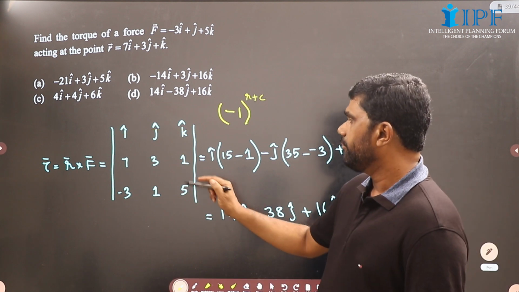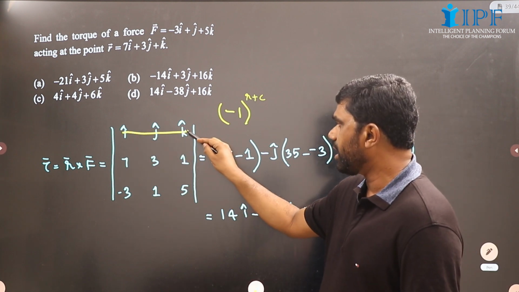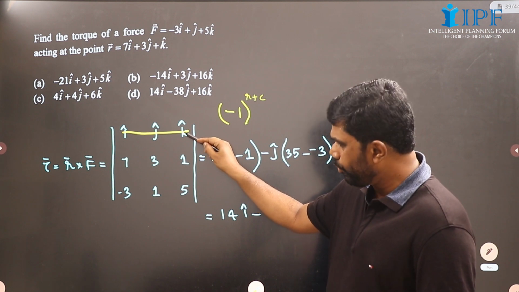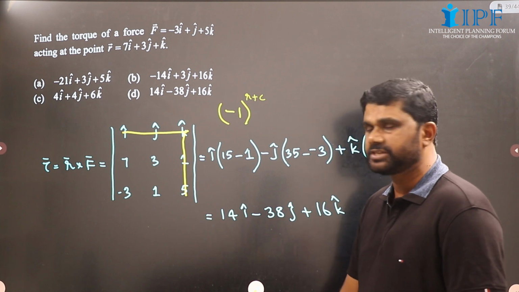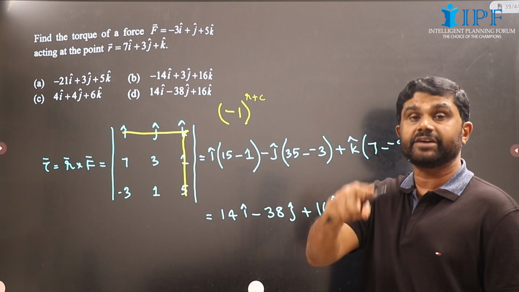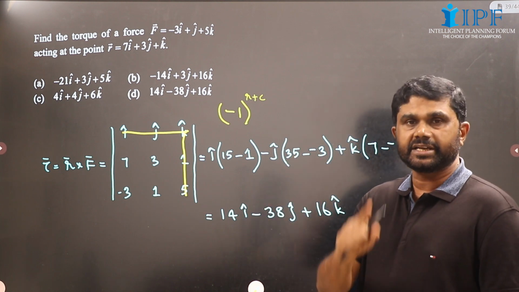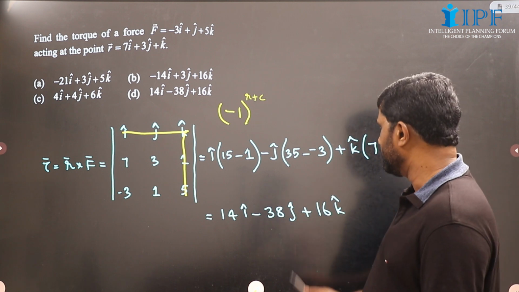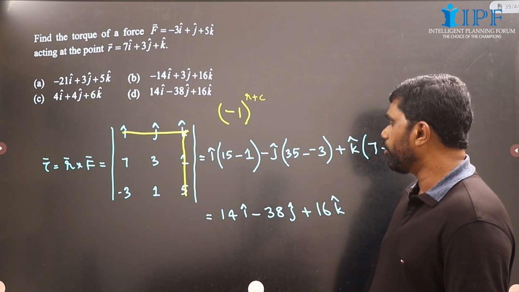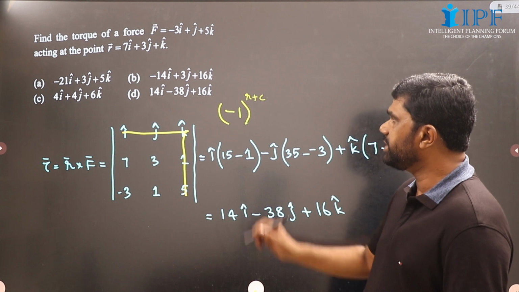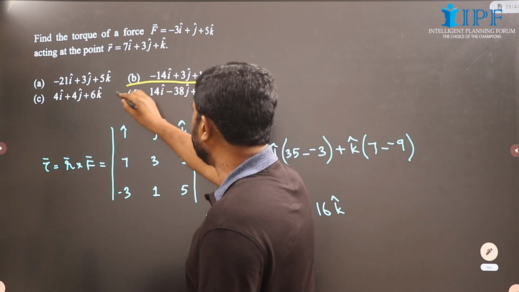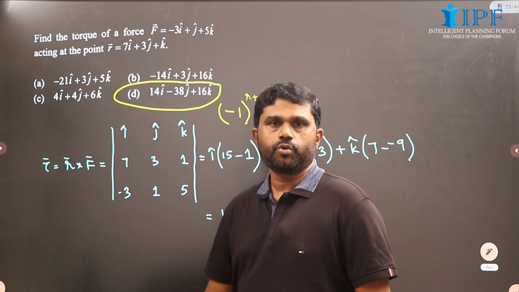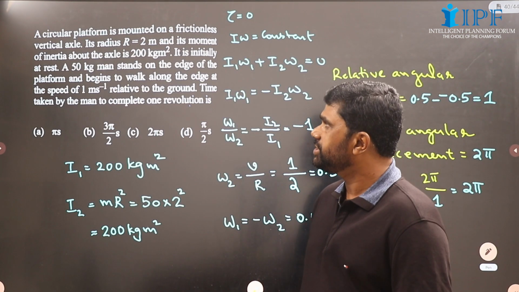So plus K. When we take this K, we have to eliminate the row and column containing K. So this is 7 and this is minus 3 into 3, minus 9. 7 minus minus 9, that is 7 plus 9, equal to 16. So 16K. So 14I minus 38J plus 16K will be the correct option. Okay. Now children, let's see the next question.